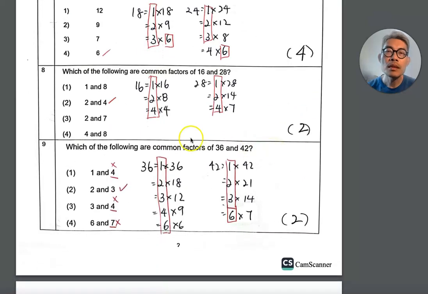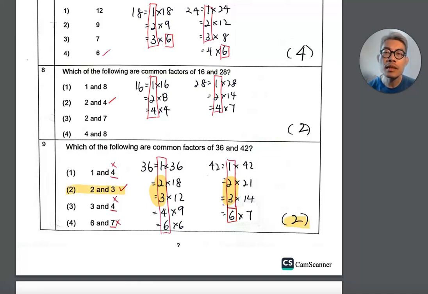Now next one, similar type of question, which are the common factors of 36 and 24? So again, I have my working out for me, and I can show the working as below already. I work them out. So common will be looking for numbers that appear in both. So I see 2 and 3 here, I see 2 and 3 here, therefore 2 and 3 are common factors of 36 and 24.